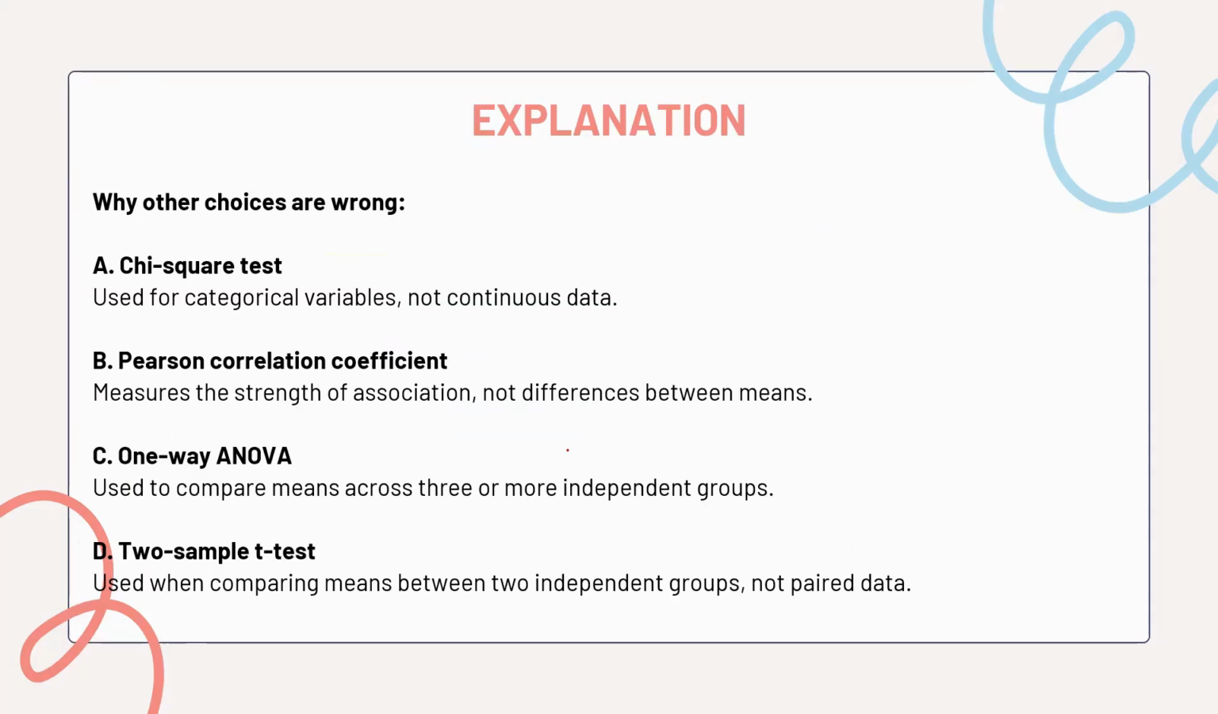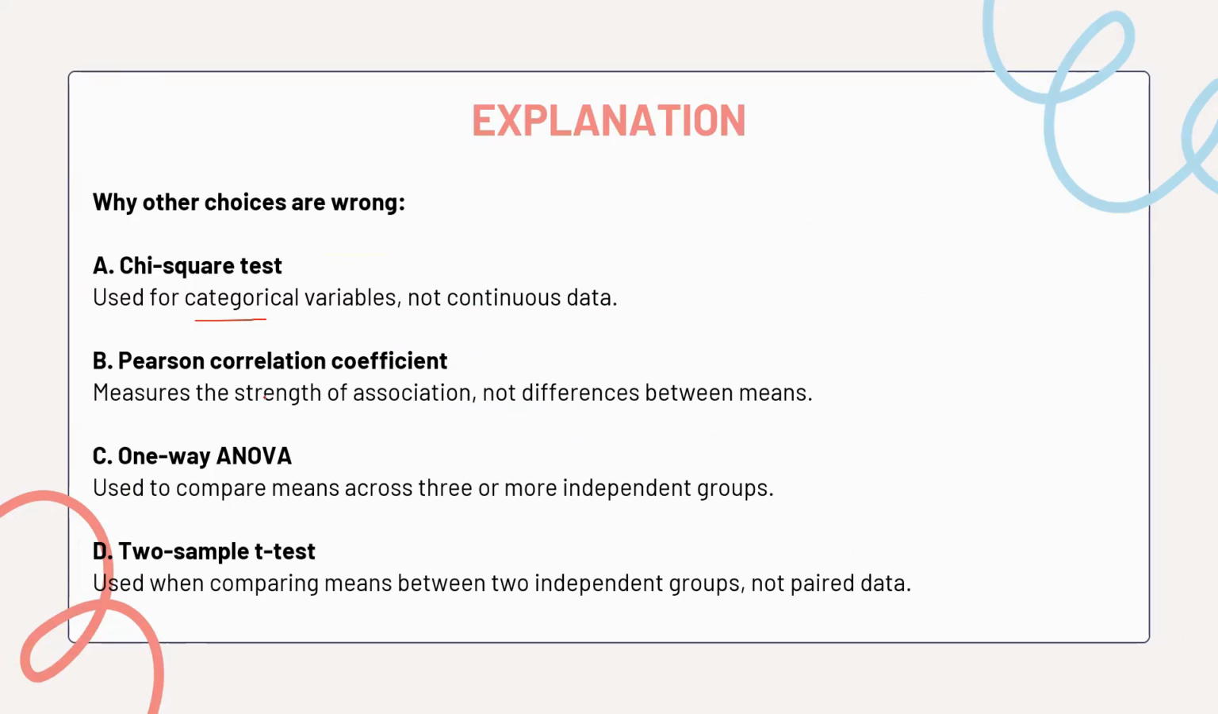So why are our other choices wrong? As we said, the chi-square test is for categorical variables, not for continuous variables. So categorical like names, like gender, whatever, but not for continuous data, not for blood pressure, not for age, not for, let's say, hemoglobin A1C, whatever.